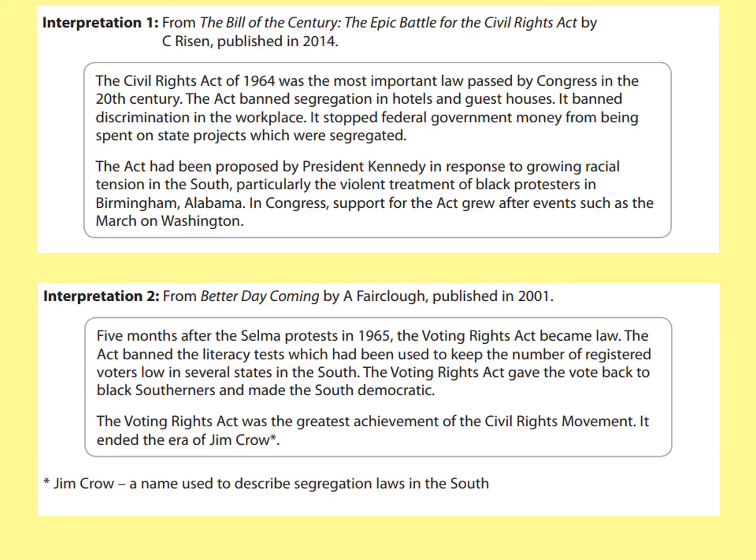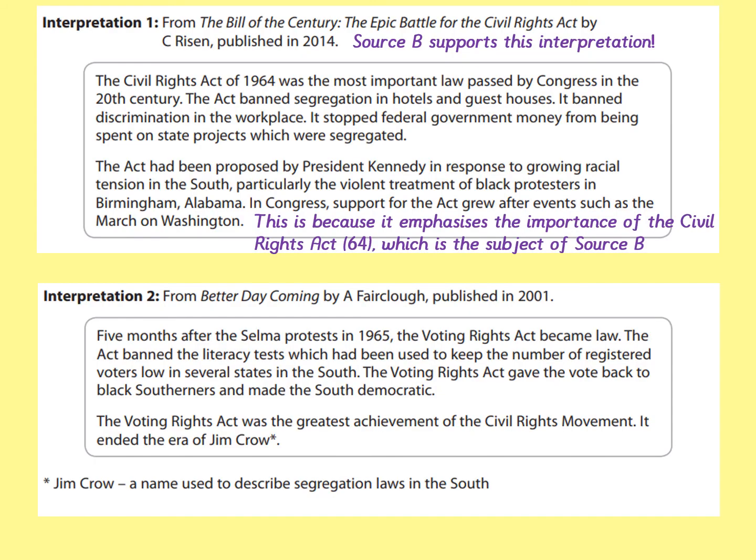You might want to pause the video here, read these interpretations for yourself, and decide which of these particular interpretations goes with each source. In other words, which source backs up the information in the interpretations. Pause now if you want to, if not, I'll give you the answer. So interpretation 1 backs up source B, or rather source B supports this interpretation, suggesting that the Civil Rights Act is actually the really big deal here.